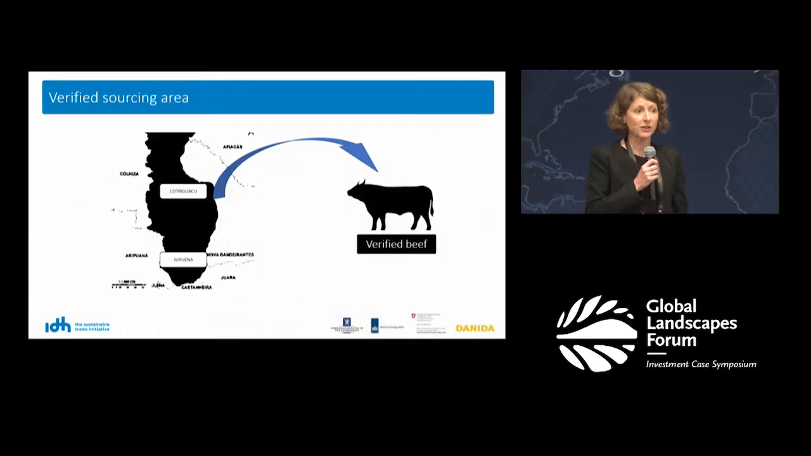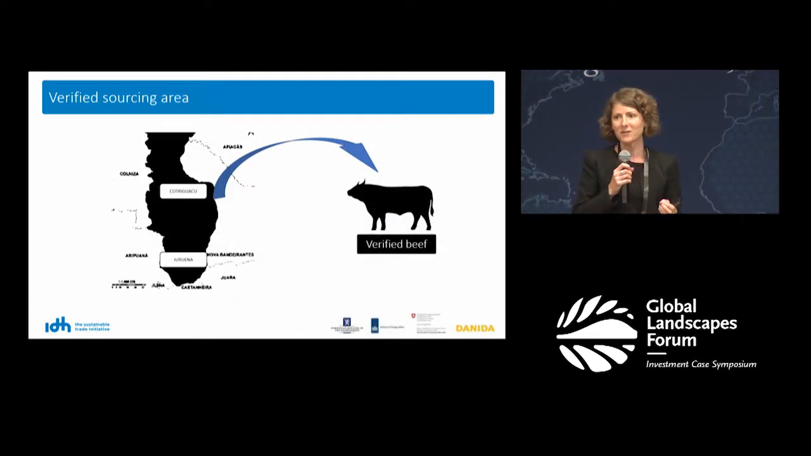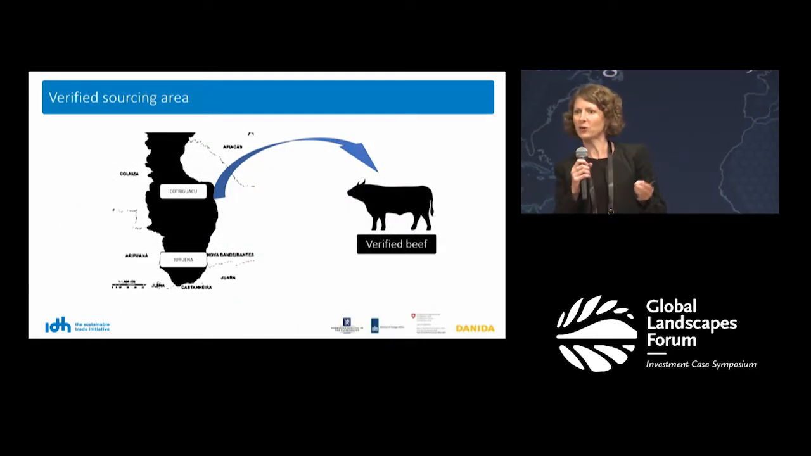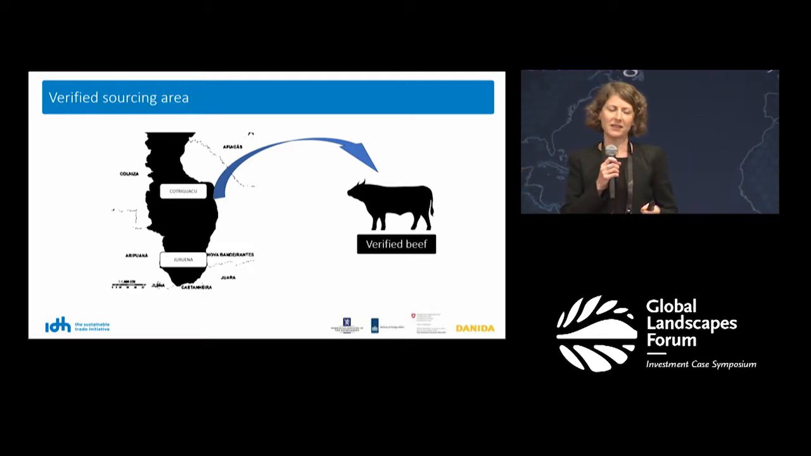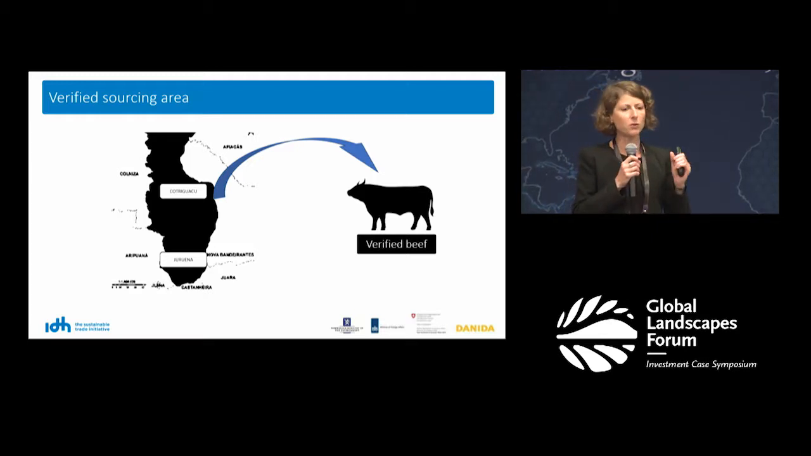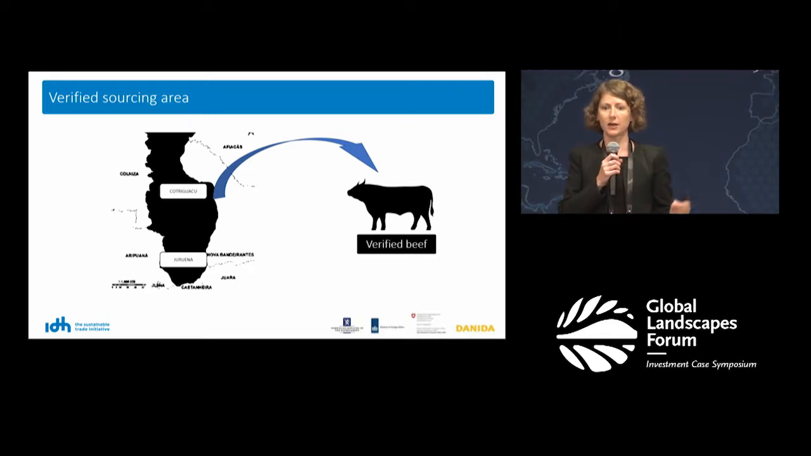The next stage is the creation of verified sourcing areas. And it's extremely interesting because when the compacts were signed in Juruena and Cotriguaçu, there was really momentum, and people were like, yes, we want to create this jurisdiction where buyers can sustainably source their beef. And this is what the verified sourcing area is about: creating the certainty that the beef that you buy from this jurisdiction is produced sustainably.